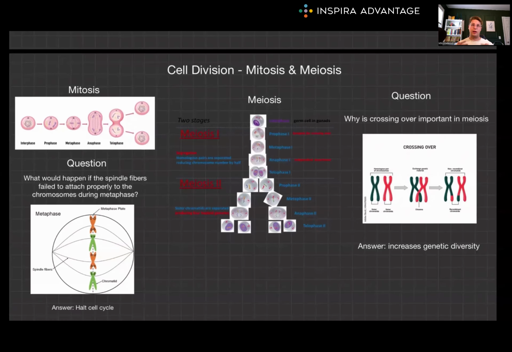Mitosis produces genetically identical cells for growth and repair. Meiosis produces genetically diverse gametes for sexual reproduction. Both processes involve similar stages, but with crucial differences. The outcome of mitosis and meiosis serve different biological purposes.